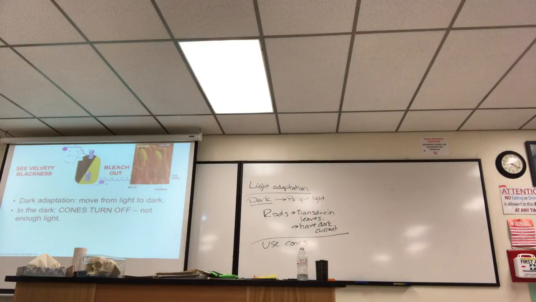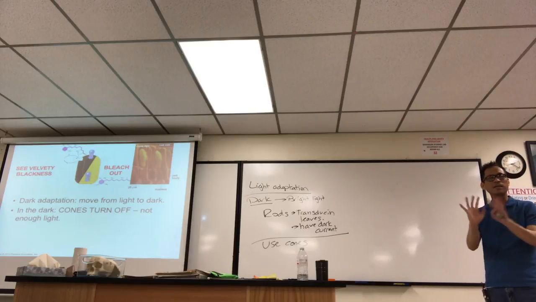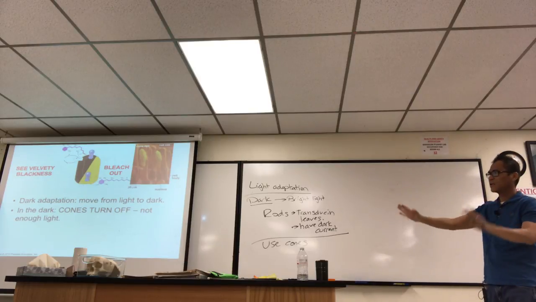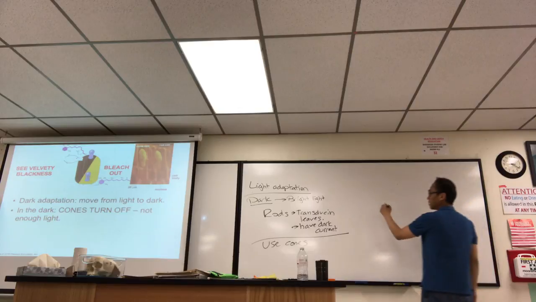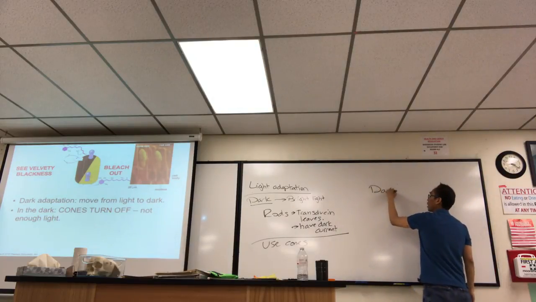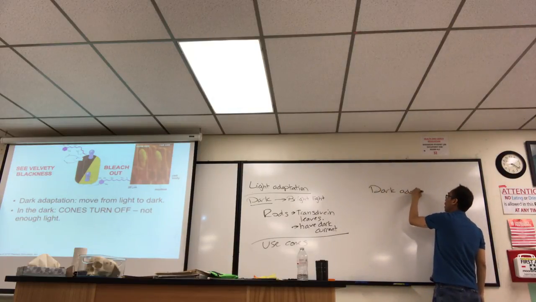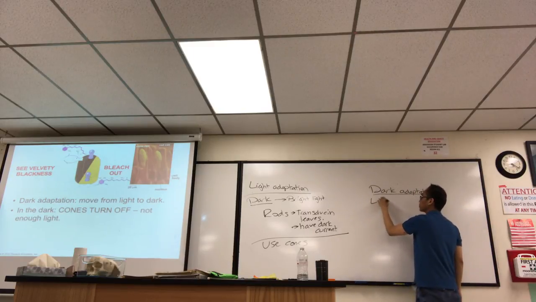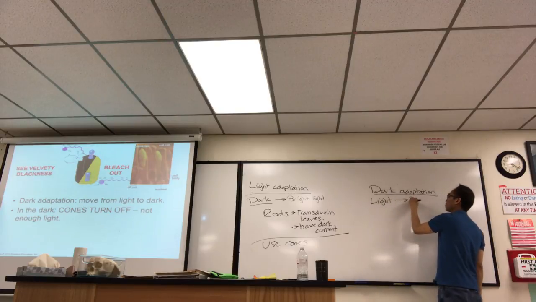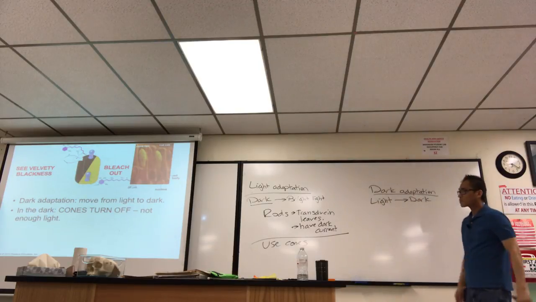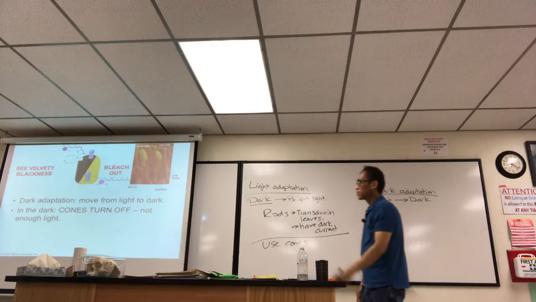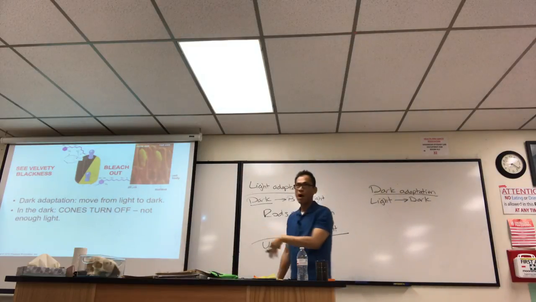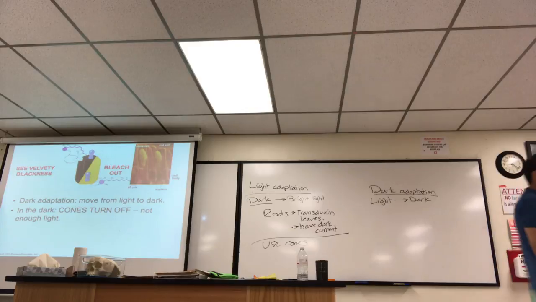Dark adaptation is when you move from light to dark. You're outside, and it's a bright day, you go into a very dark house and you can't see. Everything's like a velvet darkness. Velvety blackness is what I say. What you want to do, don't use the cones, use the rods for a dark room.